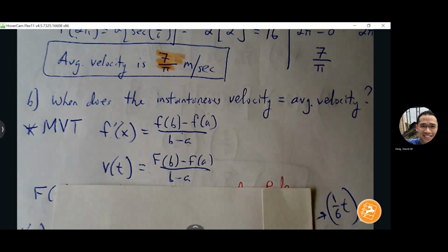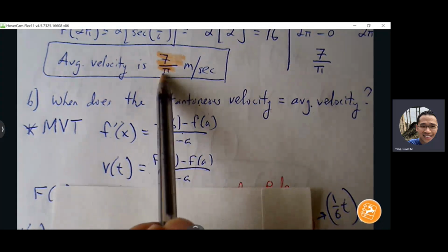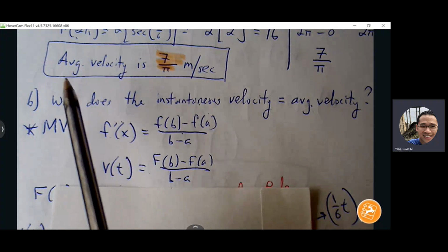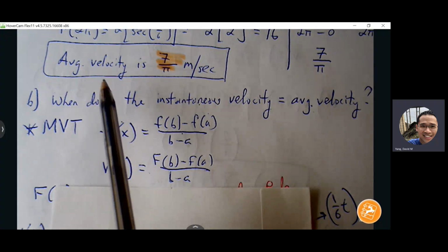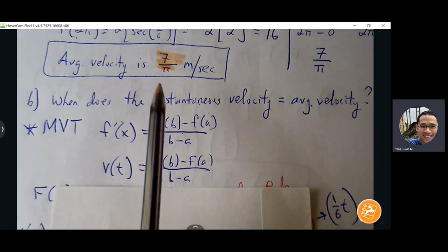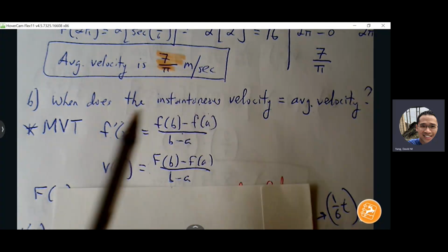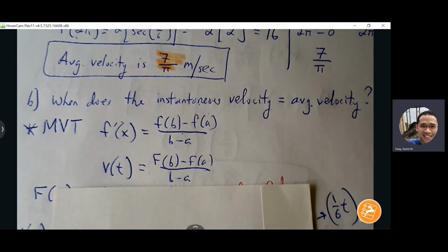Right? So we are basically asking, I know I have my average velocity of 7 over pi. I know there's some point along this journey where this particle is going to hit exactly this velocity, and we want to find that point. So we want to set the velocity equal to 7 over pi, but it's only asking us to set it up. We're not asked to solve it. We just have to set the equation up.